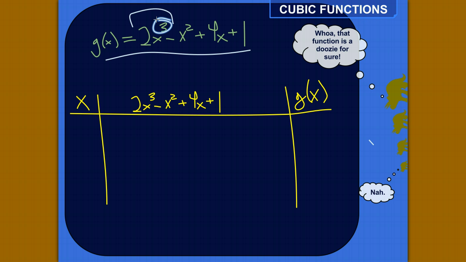So Mathceratops over here says, whoa, that function is a doozy for sure. Baby Mathceratops says, nah. So I don't know where you are in the spectrum of doozy to nah, but let's just go for it and see what happens. It should be pretty logical.